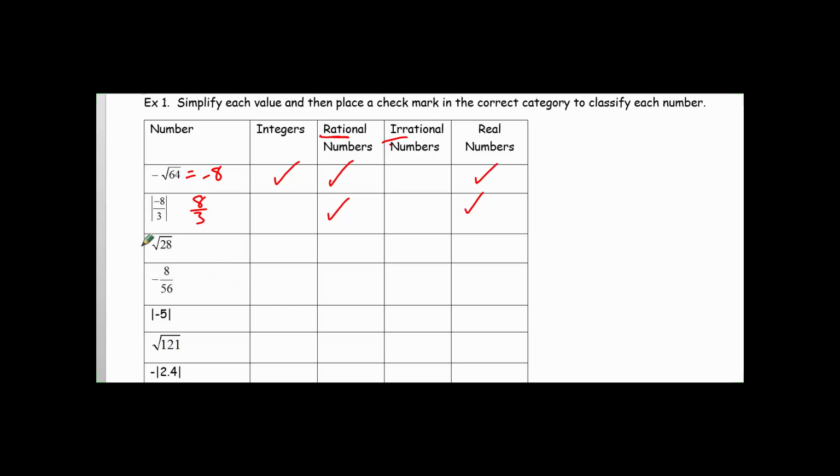How about square root of 28? Well, I don't know what the square root of 28 is. The square root of 25 is 5, and the square root of 36 is 6, so it's an irrational number. Unless it comes out nicely, it's going to be an irrational number. And the second you check something, you better check real.